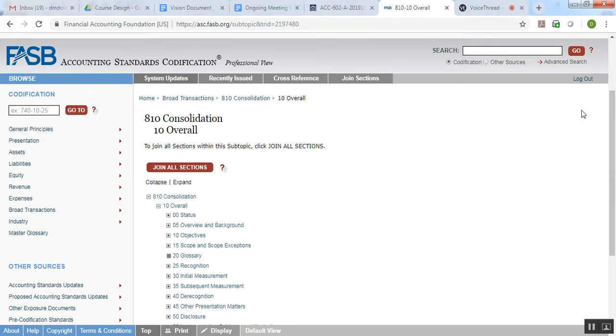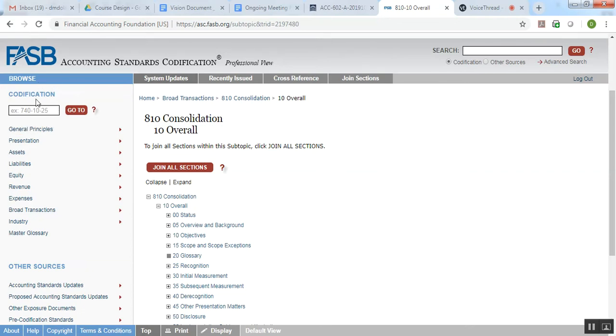Hello. Today we're going to talk about using the FASB Accounting Standards Codification. You'll find the login information in the Engage course shell. Once you've logged in, this is the screen that you'll see.